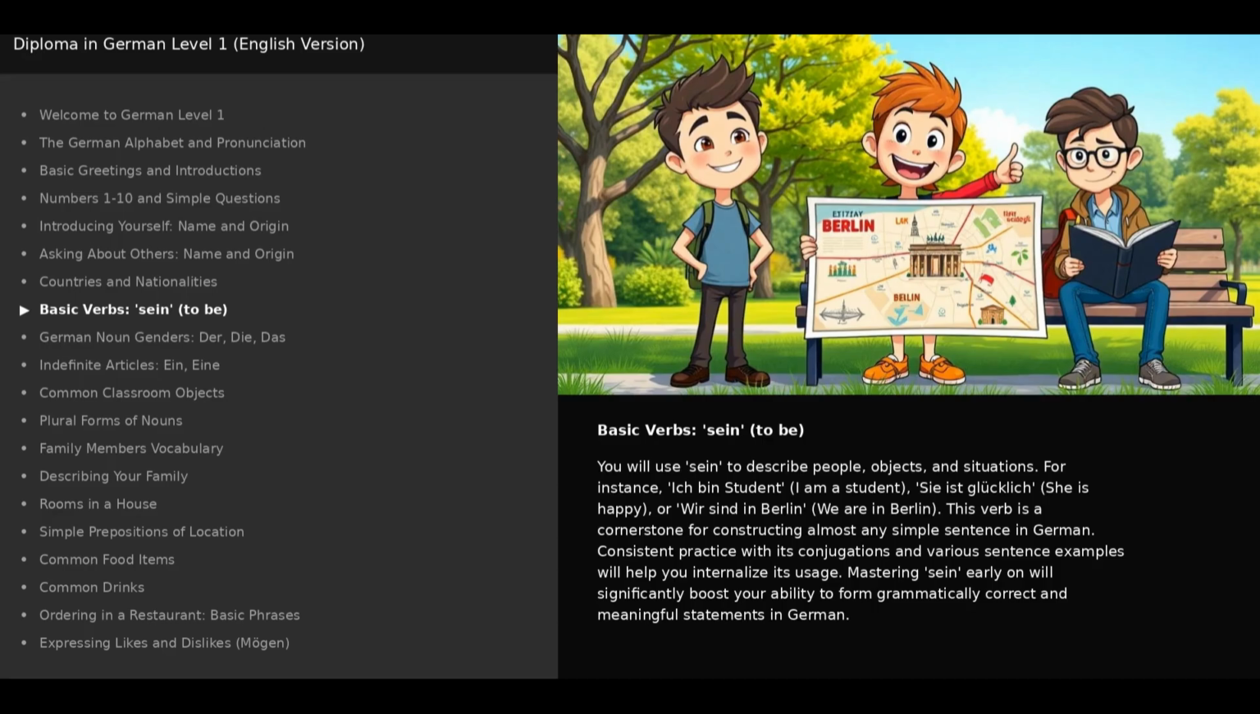This verb is a cornerstone for constructing almost any simple sentence in German. Consistent practice with its conjugations and various sentence examples will help you internalize its usage. Mastering sein early on will significantly boost your ability to form grammatically correct and meaningful statements in German.